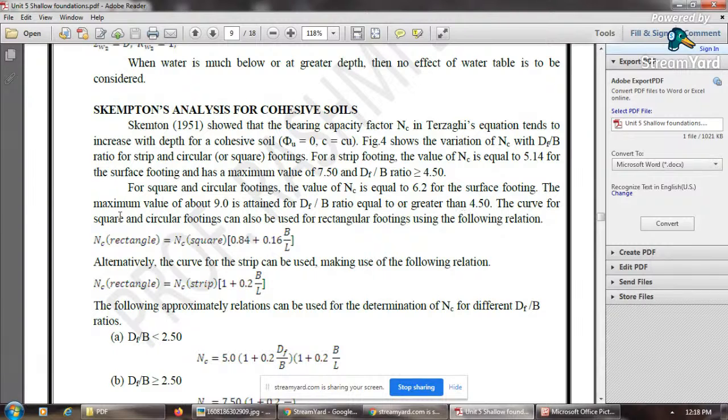The curve for square and circular footings can also be used for rectangular footings using the following relation. Nc rectangular equals Nc square into 0.84 plus 0.16 B upon L. As it is rectangular, then you can say it is B upon L. If it is square, then it will be B upon B. Alternatively, the curve for the strip can be used making use of the following relation. Nc rectangle equals Nc strip into 1 plus 0.2 B upon L.